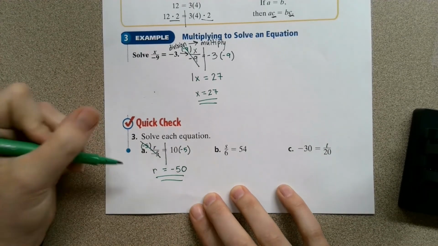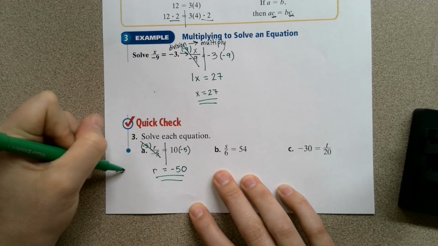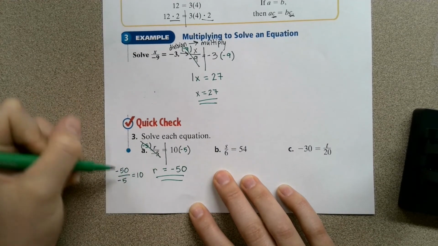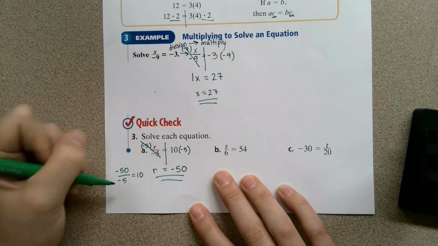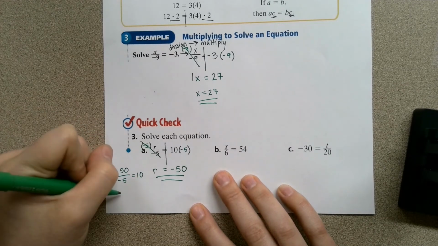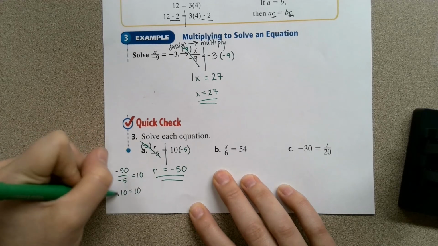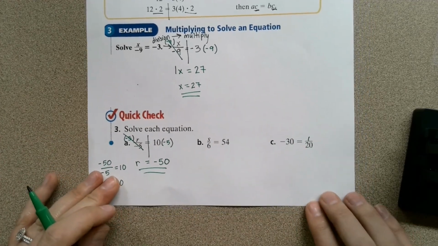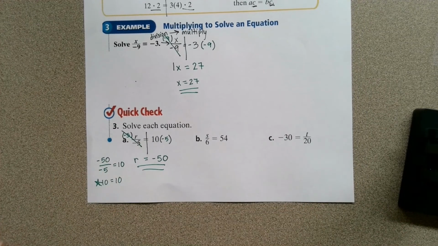Again, we can always plug it back in to make sure we did it correctly. So then we would have -50 divided by -5, and that should equal 10. Well, we know a negative divided by negative is a positive, and 50 divided by 5 is 10. So we got the correct answer. Alright, why don't you give the next two a try? I would recommend pausing the video before going forward and seeing the answers.